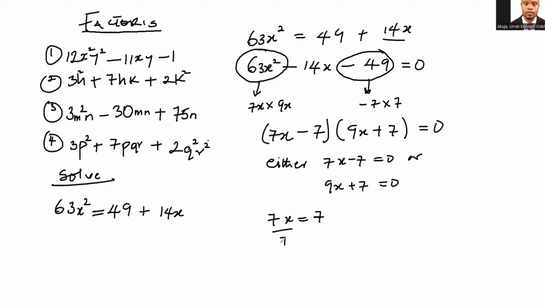And you divide both sides by 7. This goes, and this goes. So you have x to be equal to what? 1 there. Now for this part, we have 9x equal to what? Minus 7. So divide both sides by what? 9. This goes, this goes. So we have x is equal to minus 7 over 9. So these are the values of x. It's called the root of the equation.